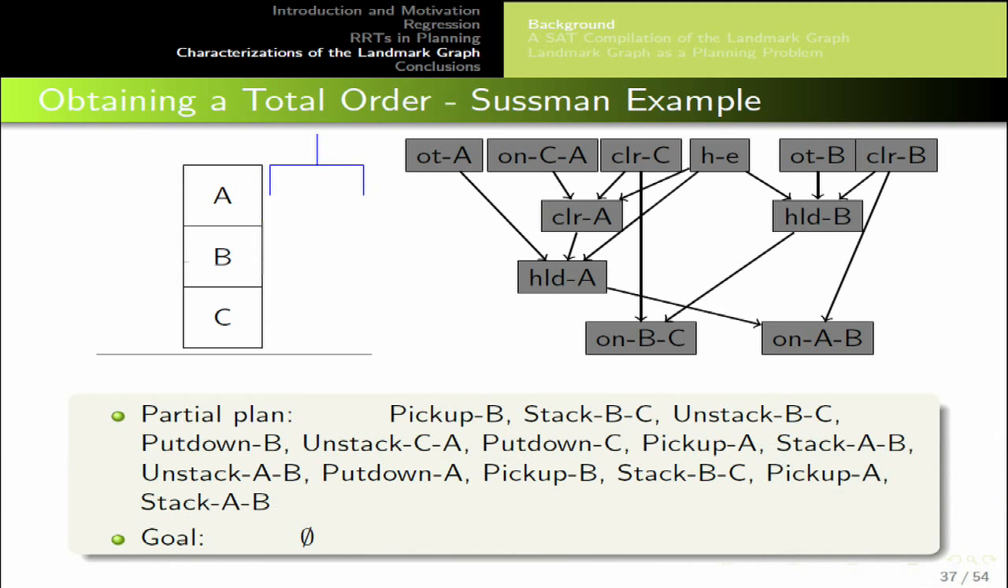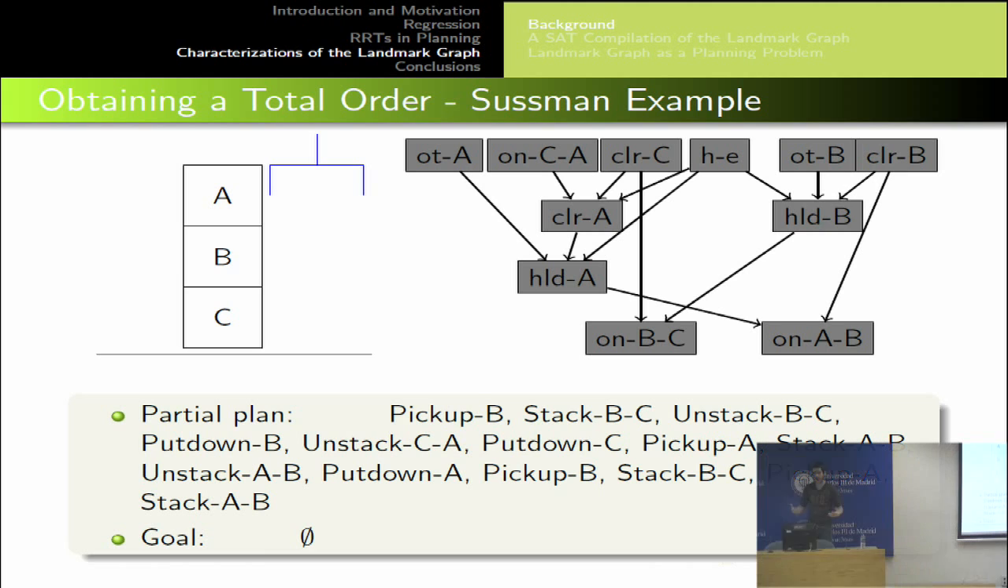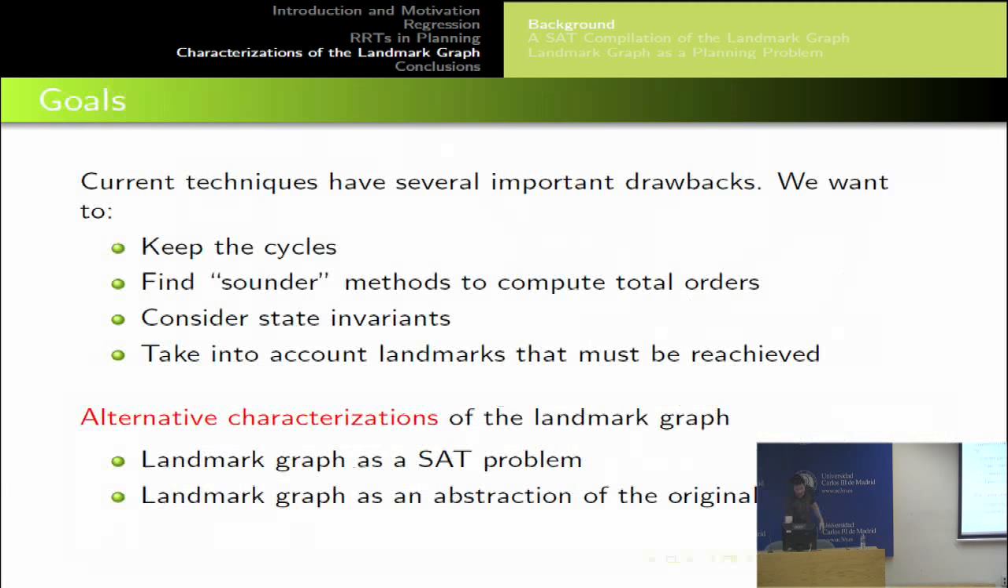So a problem whose optimal solution has 6 actions now has a bunch of them, and we wasted a lot of effort. Imagine with a bigger one, right? And this is because we are not taking into account these orders, negative effects, cycles, and so on, right? So our motivation here is to try to find those things that are not represented in the current formulation of the landmark graph by computing alternative characterizations of this graph.